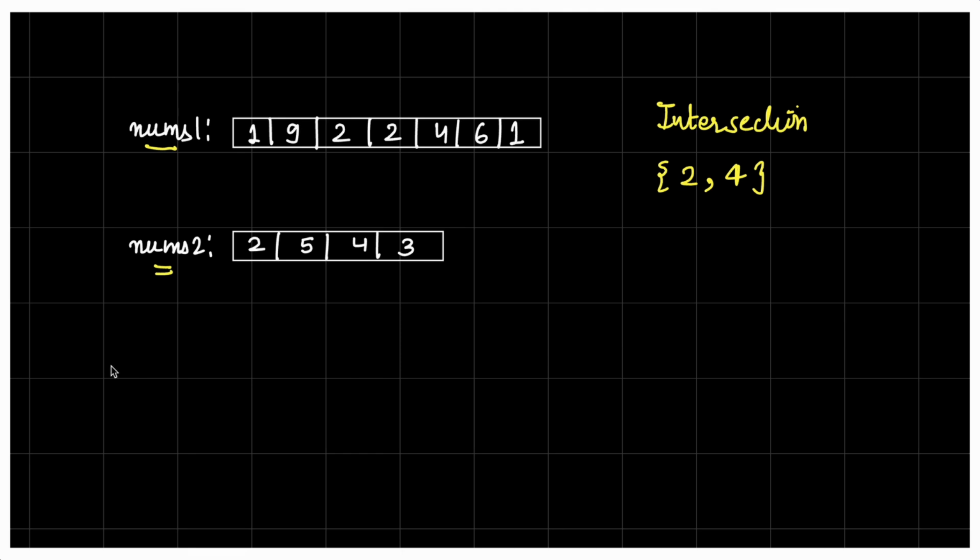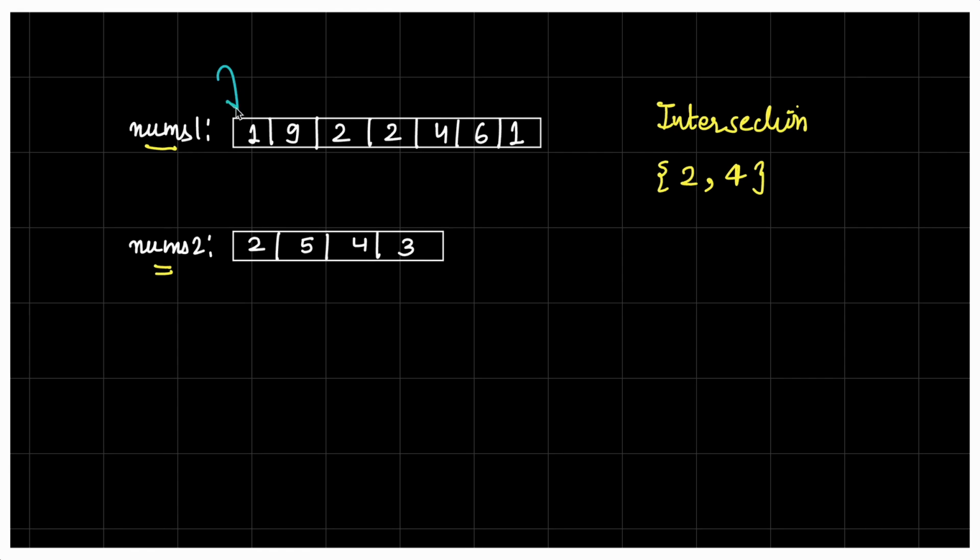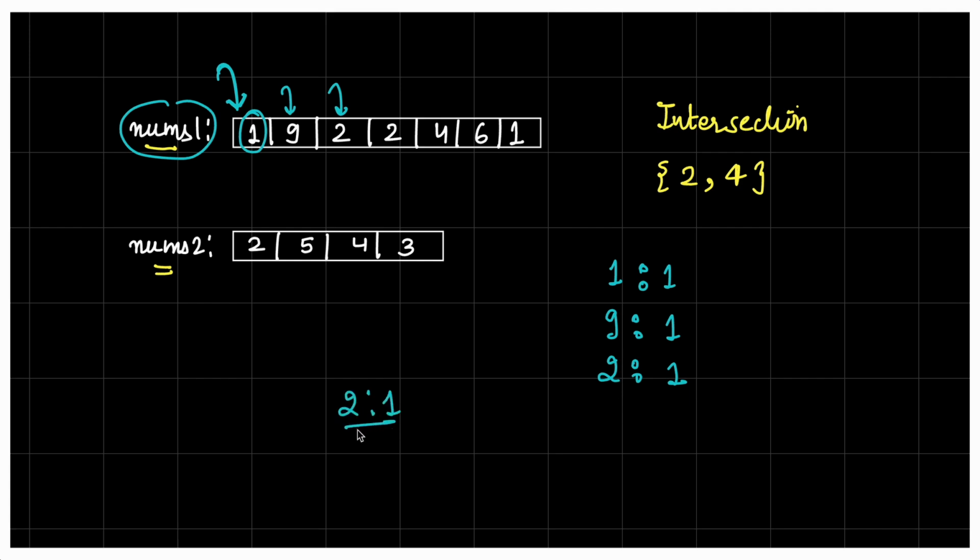Now let's look at the approach, how we are going to do it. We can traverse over nums1 and store the elements of nums1 in some map or in a set. Let's say I am taking a map. The first element is 1, so I store 1 with the value 1. Then the next element is 9, so I store 9 with the value 1. Again 2, I store 2 with the value 1. Again 2 came, so I'll try to store 2 with the value 1, but it is already there, so it will get overwritten.